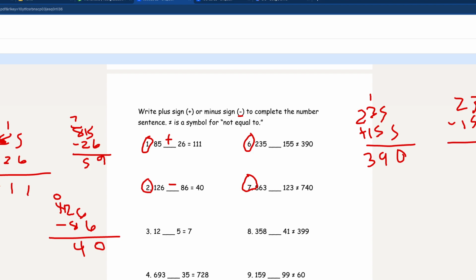So 5 minus 5 is 0. 3 minus 5, cross falling off. 13 minus 5 is 8. So this is not equal to 390. So subtraction is going to be the answer for number 6. Number 7.